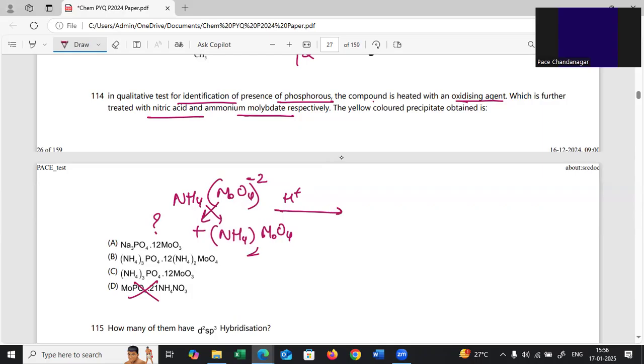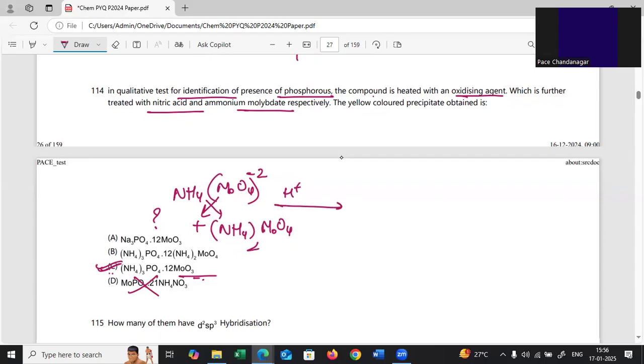Then PO4 minus 3 with NH4 positive 1. This will be your answer with 12 times your MoO3. Yes, this would be your thing. With ammonium, only ammonium ions are formed. So NH4 thrice with PO4 and molybdate ions will form MoO3. So option 3, option C is your answer there.